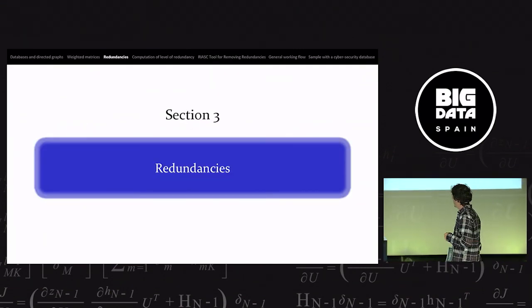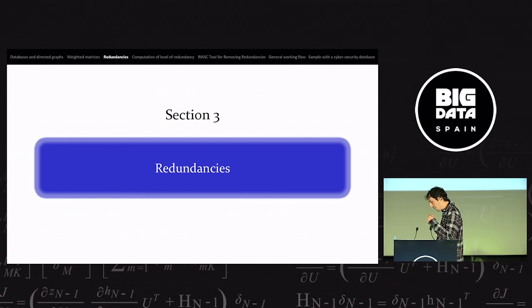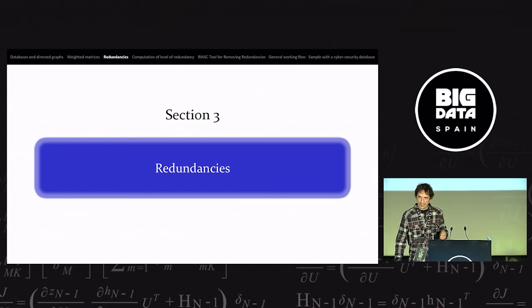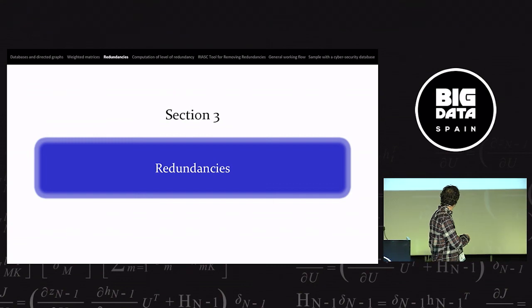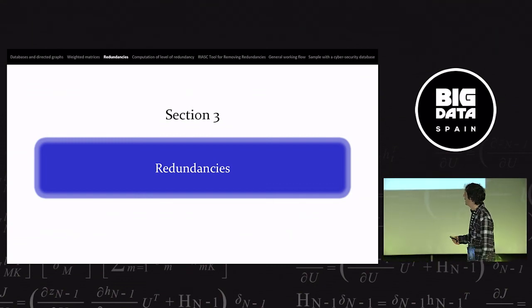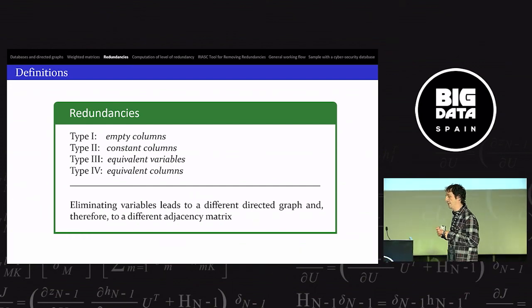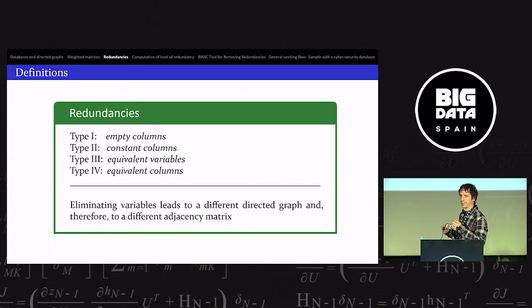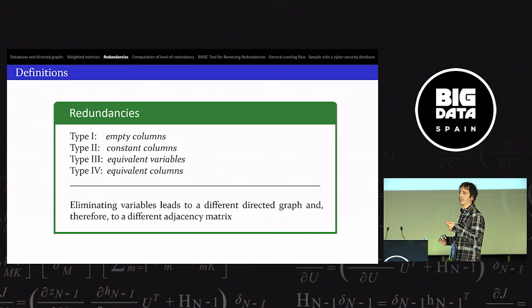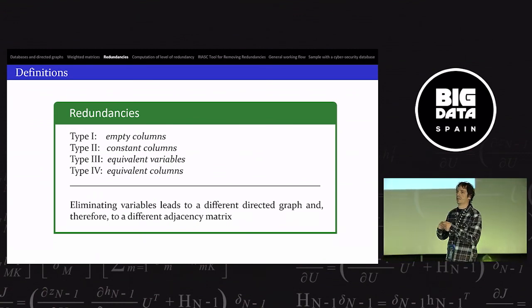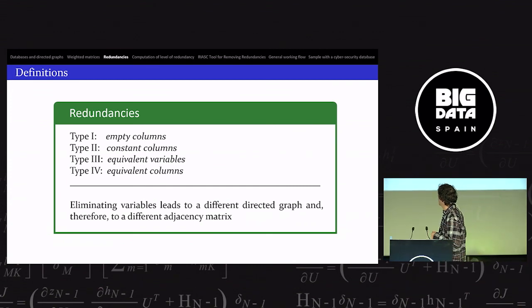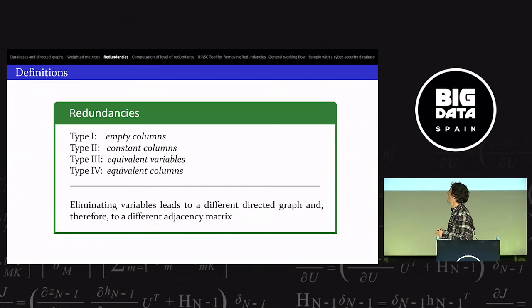Well, as I said, the point is to describe completely, in a complete algebraic way, the level of redundancy. And the key point to do that is that when we transform or drop a variable, then the adjacency matrix is transformed, okay? We change a 1 with a 0, so it leads to a different directed graph and a different adjacency matrix.